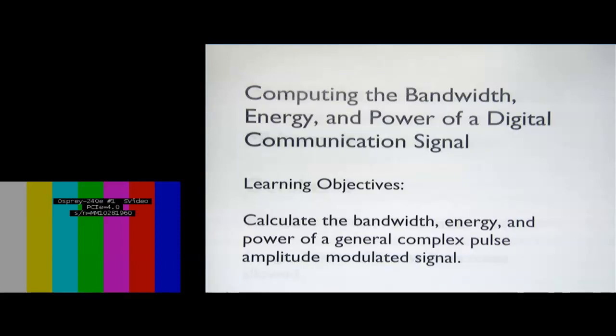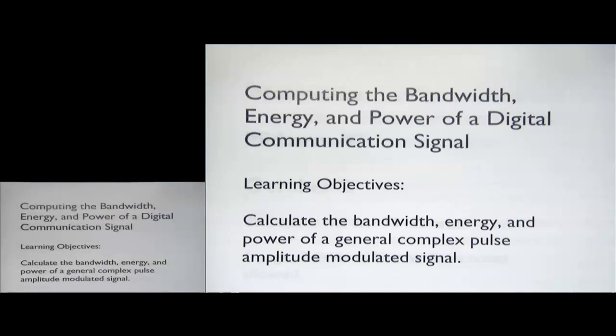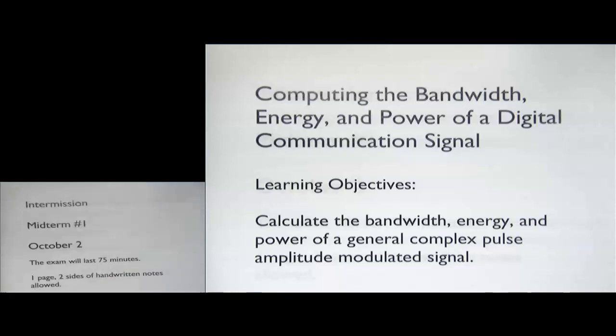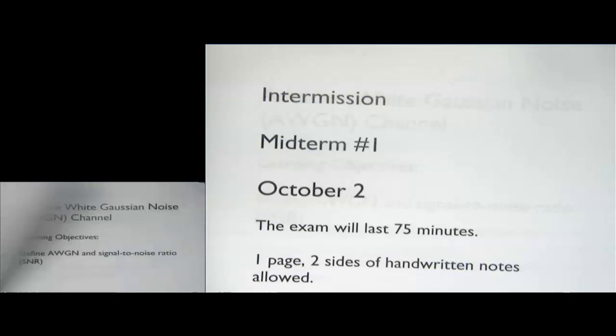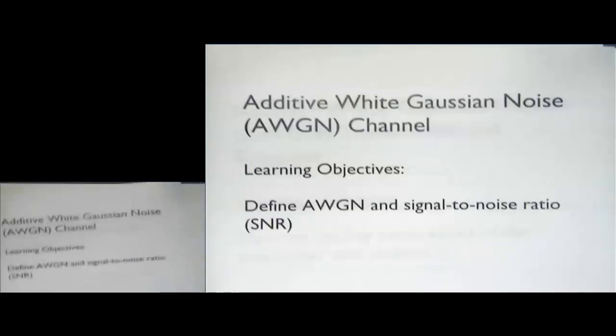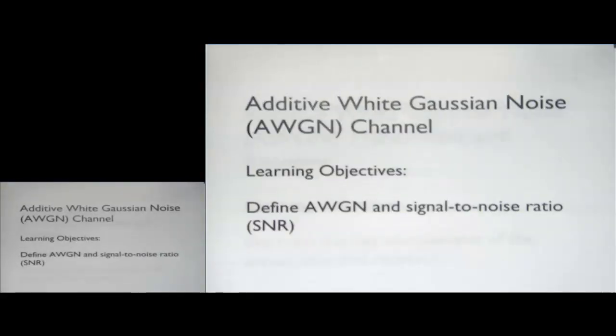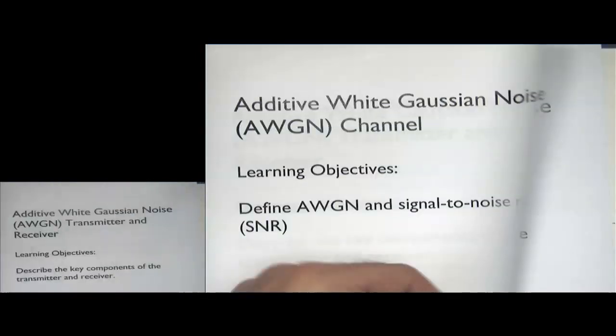This is mostly a definition, but this is going to be important so that we can compute the performance of the system later. And then we'll talk about midterm number 1. And then proceed into the additive white Gaussian noise communication channel. This is the main communication channel that we're going to consider at least for the next few lectures. And this is how we're going to derive the detector and do performance analysis. This is a very common channel in wireless communication systems.